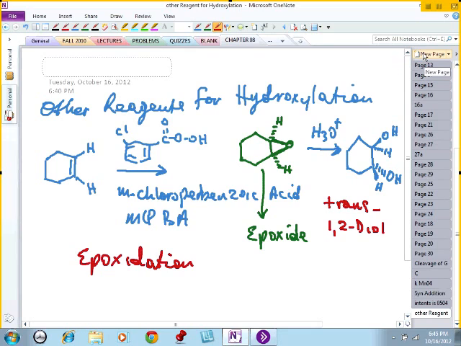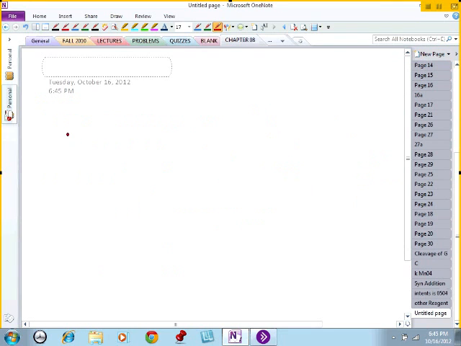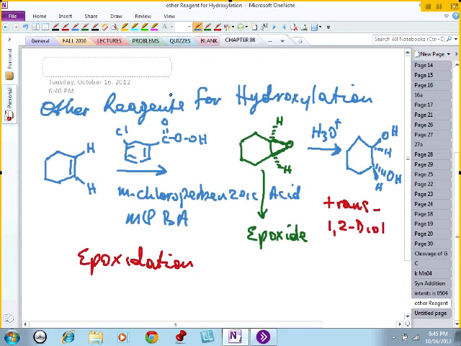So therefore, the combination of the M-chloroperbenzoic acid followed by dilute acid gives you the addition of two hydroxy groups to the carbon-carbon double bond, such that those two hydroxy groups will be trans to each other, which is the opposite of what you get with the osmium tetroxide. Okay?